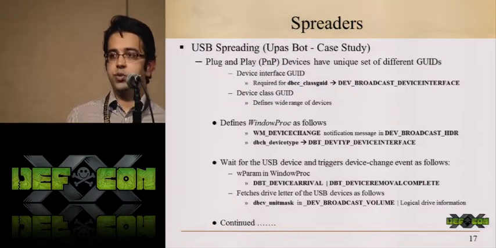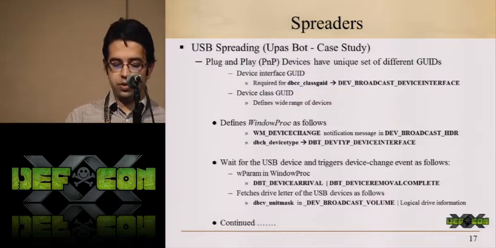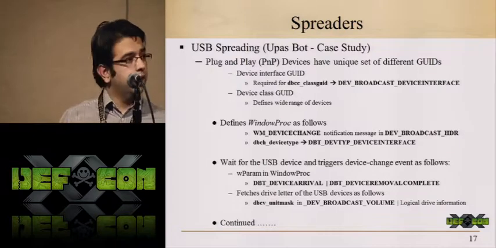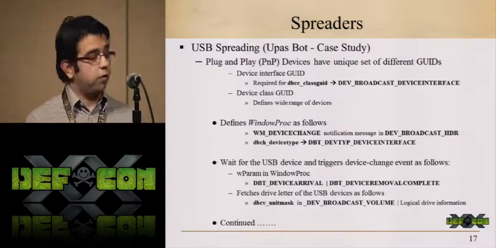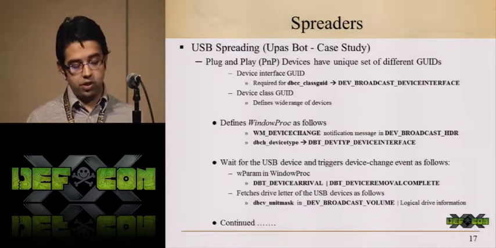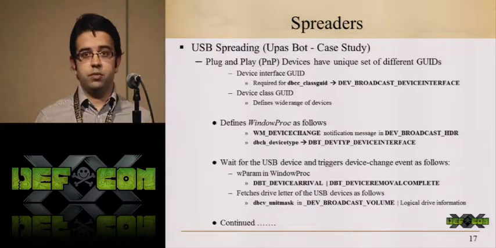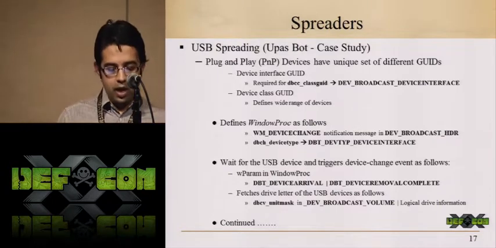So what happened in this particular case, in the USB spreading mechanism, is that a bot has to write a USB monitoring module. It creates a WindowProc, which is a built-in Windows API call, and then it looks for the Windows message WM_DEVICECHANGE notification, which is done by the DEV_BROADCAST_HDR header. And again, it looks for different kinds of interfaces.